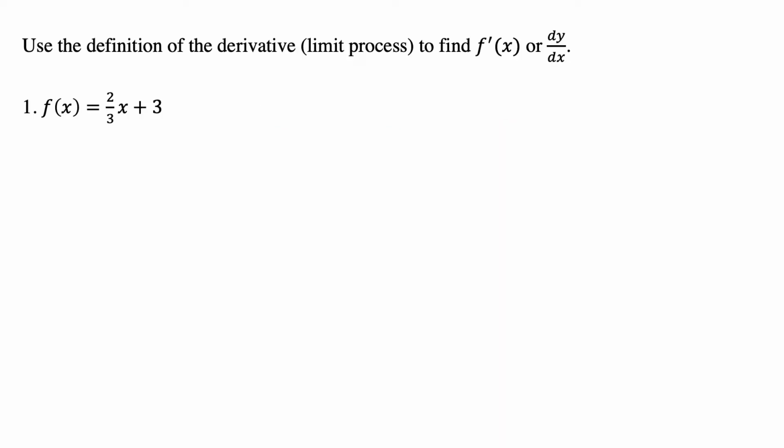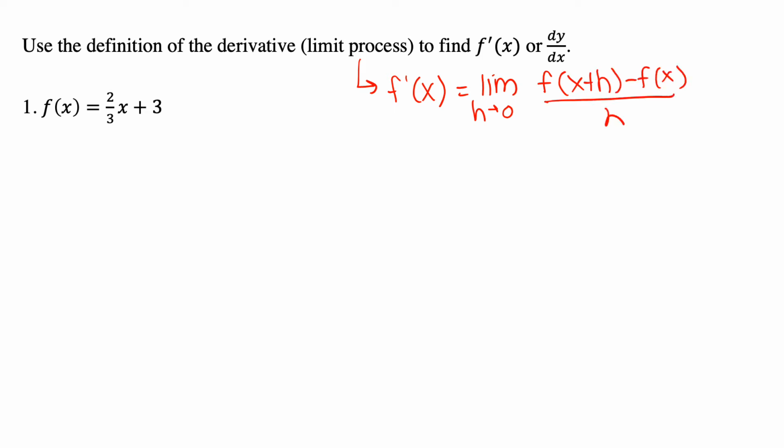So just 4 quick examples for today. Here we want to use the definition of the derivative, or the limit process, to find f prime of x or dy dx. Remember, the limit process says that f prime of x is equal to the limit as h goes to 0 of f of x plus h minus f of x all over h, so our difference quotient. So the first thing we actually want to do is find our difference quotient.